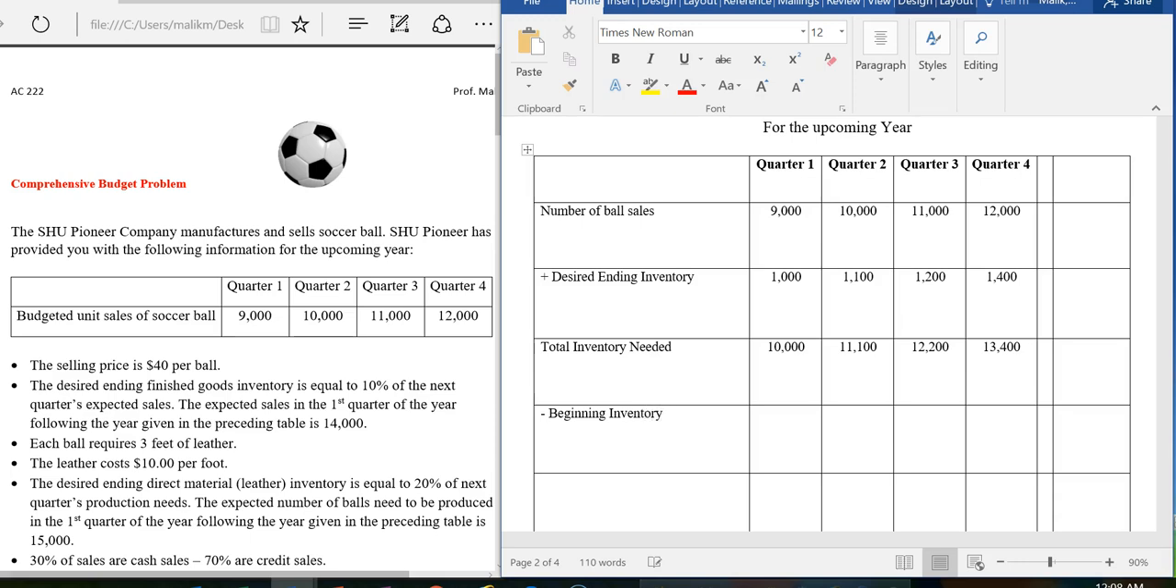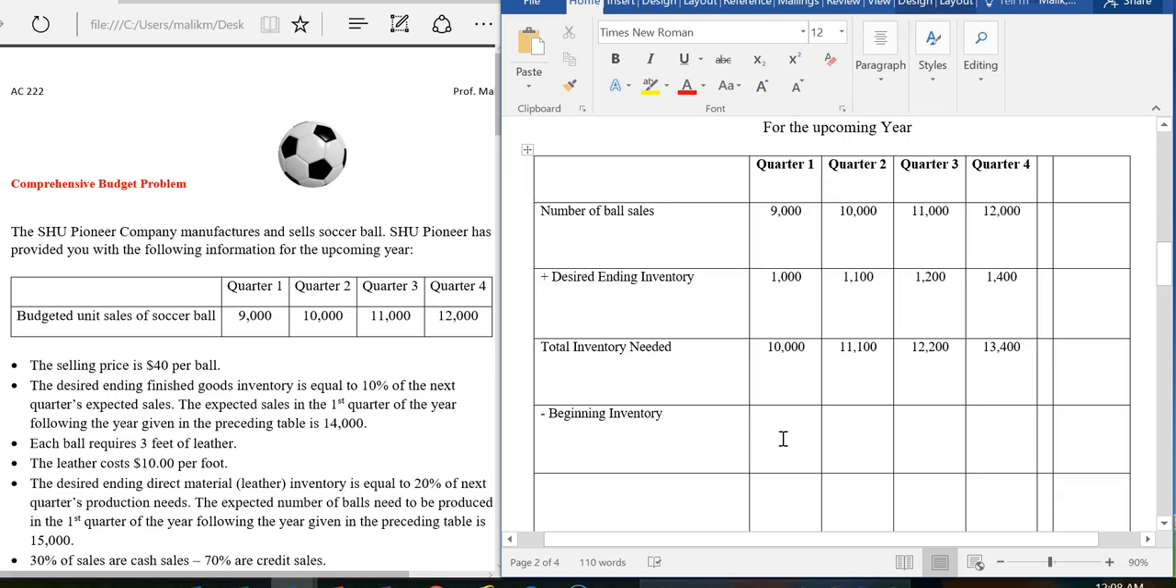Beginning inventory. Well, for beginning inventory, it's a little bit tricky for the first quarter because we need to think of it. What should be the beginning inventory of the first quarter? Definitely the previous year's last quarter's ending inventory. We don't know it, but the previous year's last quarter's ending inventory should be this year's first quarter's beginning inventory.